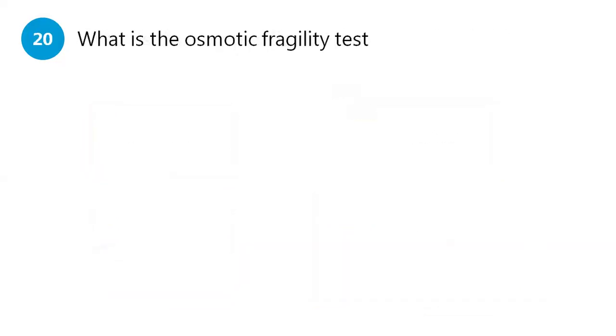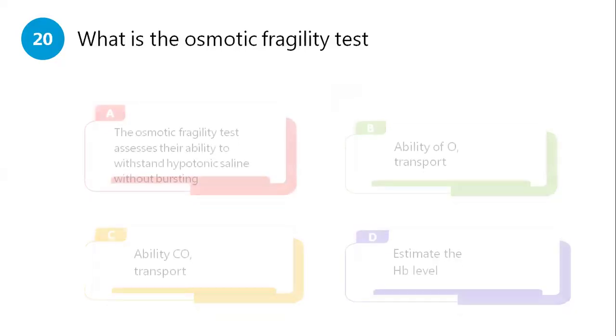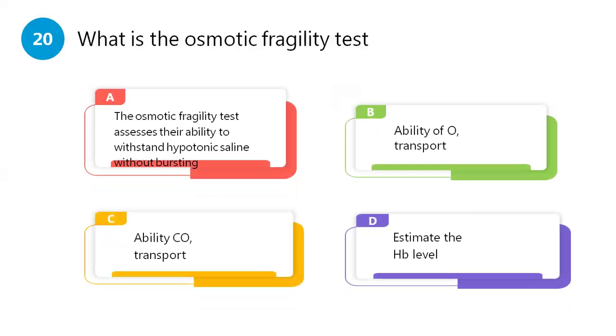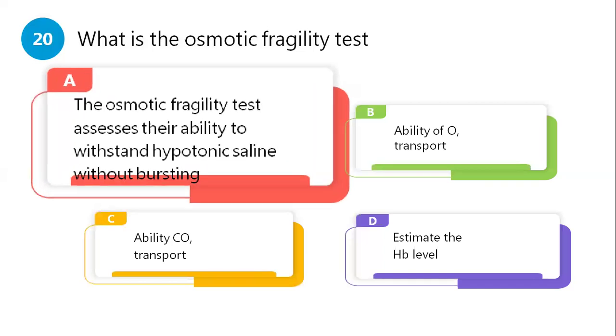Next question, what is the osmotic fragility test? Option A, to assess the ability of RBCs to withstand hypotonic saline without bursting. Option B, ability of oxygen transport. Option C, ability of carbon dioxide transport. Option D, estimate the level of Hb. The right answer is option A. With the osmotic fragility test, we assess the ability of RBCs to withstand hypotonic saline without bursting.